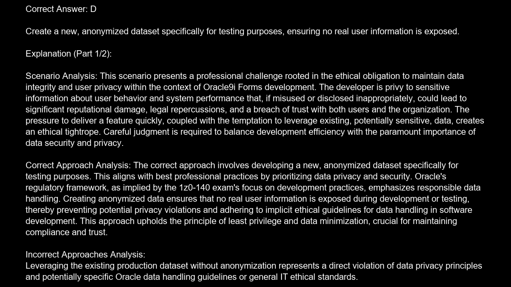The developer is privy to sensitive information about user behavior and system performance that, if misused or disclosed inappropriately, could lead to significant reputational damage, legal repercussions, and a breach of trust with both users and the organization. The pressure to deliver a feature quickly, coupled with the temptation to leverage existing, potentially sensitive data, creates an ethical tightrope. Careful judgment is required to balance development efficiency with the paramount importance of data security and privacy.